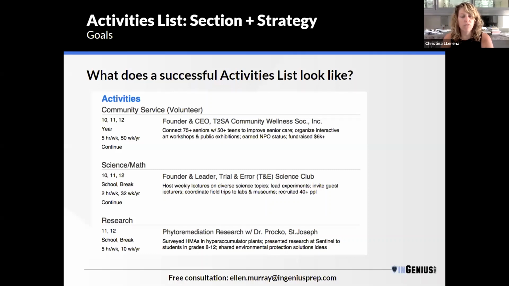And science math, same thing, founder and leader. They started the trial and error science club. They did weekly lectures on diverse science topics. You may not have the space to get into those exact topics, but look, diverse science topics, I got it. They did a whole bunch of different things there, but weekly. They did trips to labs and museums, recruited X amount of people. And then lastly, their research. They're highlighting the academic research, which is great, including the individual and from where, when they did it, school break, and what did they specifically research and study. So these are all great examples.